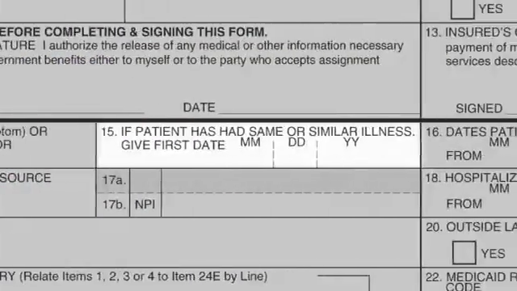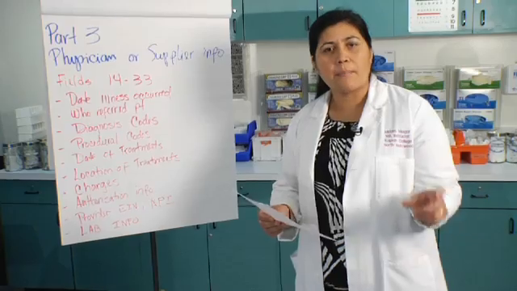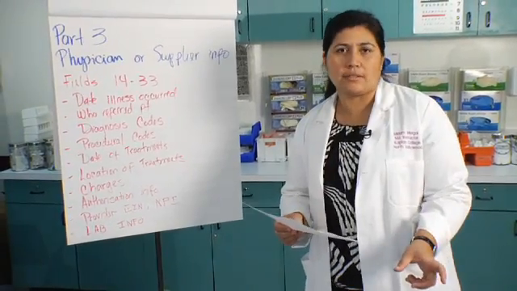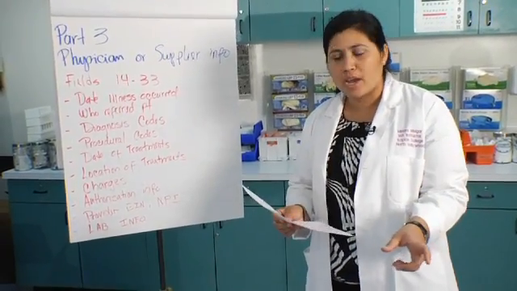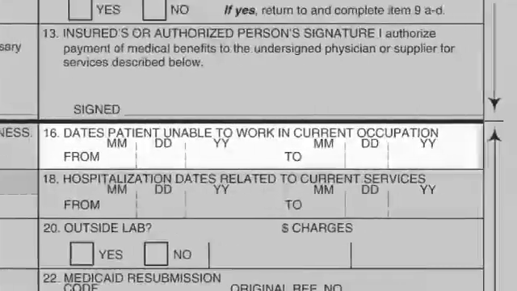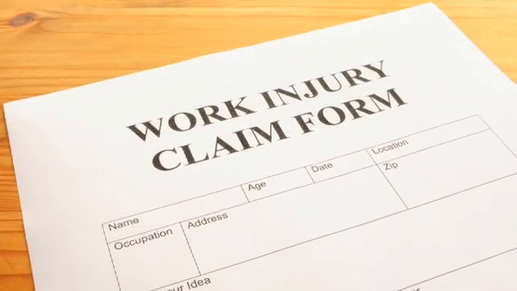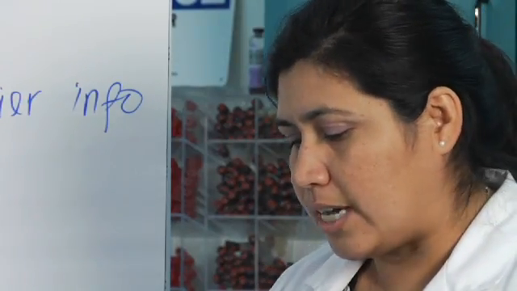Number 15, if patient has had the same or similar illness, give the first date. This is where we actually indicate, based on what the patient tells us, when was the first time they had this illness. Again, this is all dates. Field number 16, dates patient unable to work in current occupation. If the patient stopped working, you need to make sure you complete that field. Otherwise, you don't touch it.